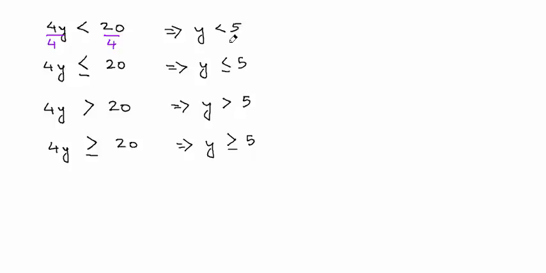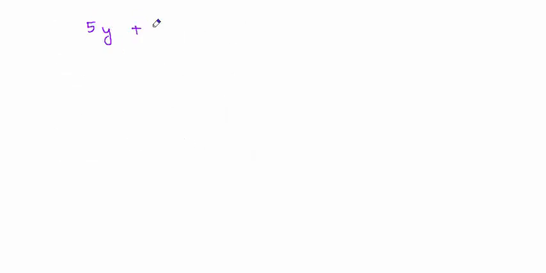Let's do an example. Let's say 5y plus 4 is less than or equal to 2. Which means if you multiply 5 with y and add 4, you get a number that can either be equal to 2 or anything less than 2, but never something more than 2. What are the possible values of y?